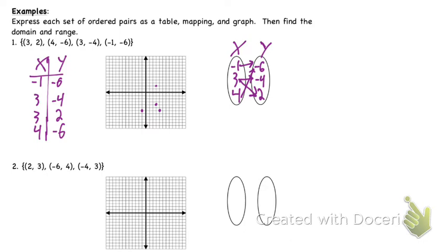Someone want to help me with the domain here. Okay, go ahead, Abby. -1, 3, and 4. Very good. -1, 3, and 4. We don't repeat them. It's basically just what the mapping diagram is on the left, right? And you have the D colon and then the braces.